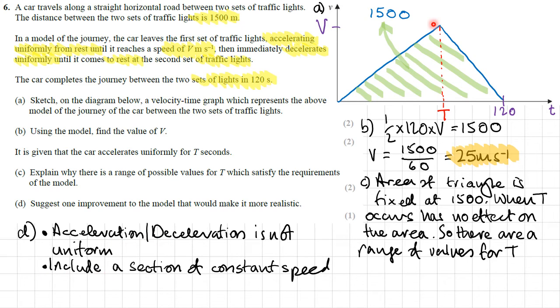And maybe include a section here in the middle where you have constant speed, because you know cars don't really accelerate and then decelerate straight away. They normally take their foot off the accelerator, they're moving at a constant speed for a little while, and then they slow down. Otherwise, literally what you're doing is accelerating and then immediately putting your foot on the brake. That doesn't really happen. So these are a couple of suggestions as what you could have for part D.